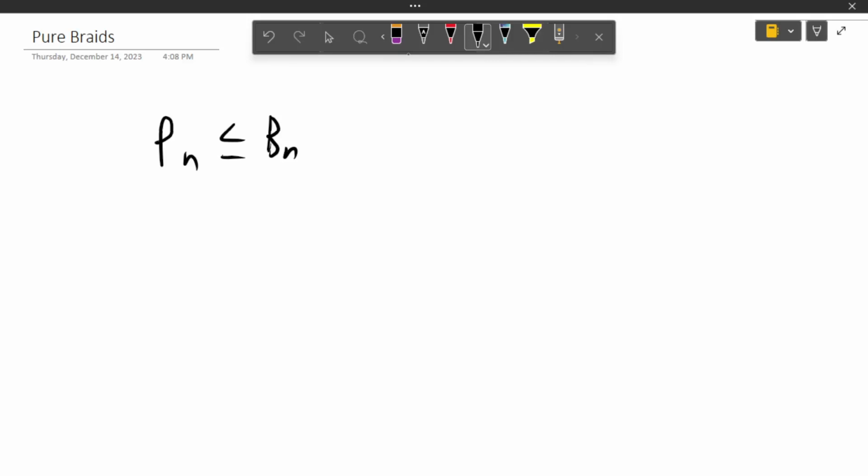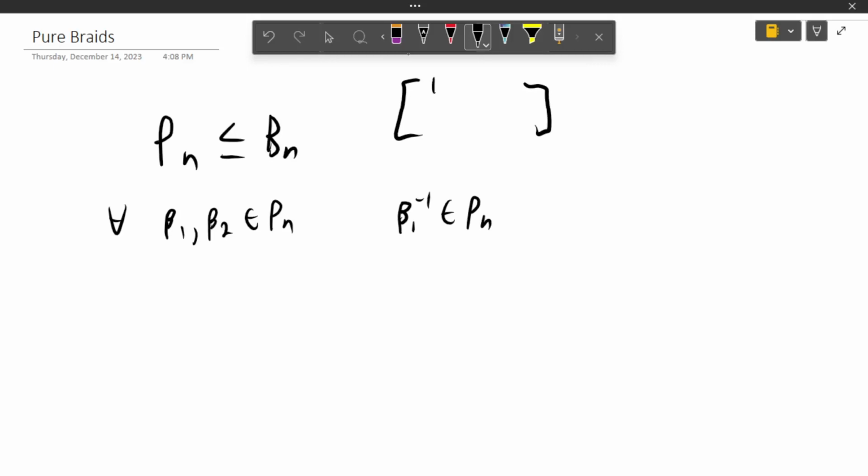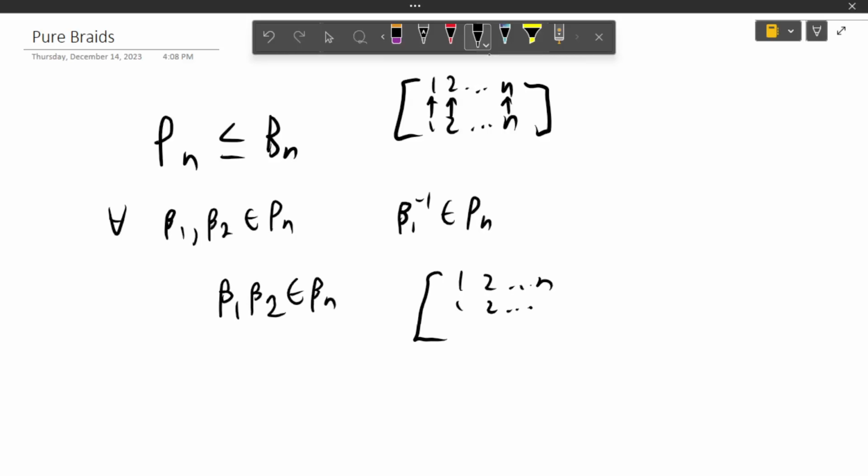This can be shown by noting that for all beta 1 and beta 2 inside the set of pure braids, beta 1 inverse is also a pure braid. We know that if we go backwards from our permutation, we still have the identity. Hence, every pure braid's inverse is also a pure braid. We also know that beta 1 beta 2 is going to be a pure braid as well, because if we imagine feeding through the permutation table here, 1 goes to 1 goes to 1, 2 goes to 2 goes to 2, and so on.